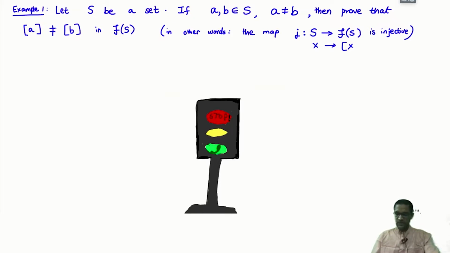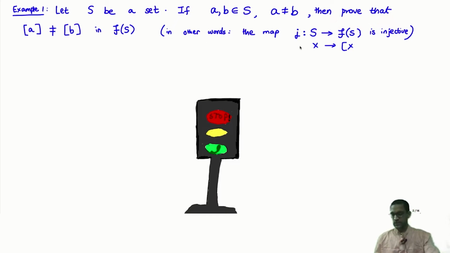Let S be a set, and if we take 2 elements A and B in the set which are not equal to each other, then the problem is the following: prove that the equivalence class of A and the equivalence class of B are not equal in the free group F of S. A and B are unequal elements of the set S. The question is to prove that when we take the corresponding equivalence classes of just the singleton word A and the singleton word B, those 2 equivalence classes cannot somehow become equal in F of S.